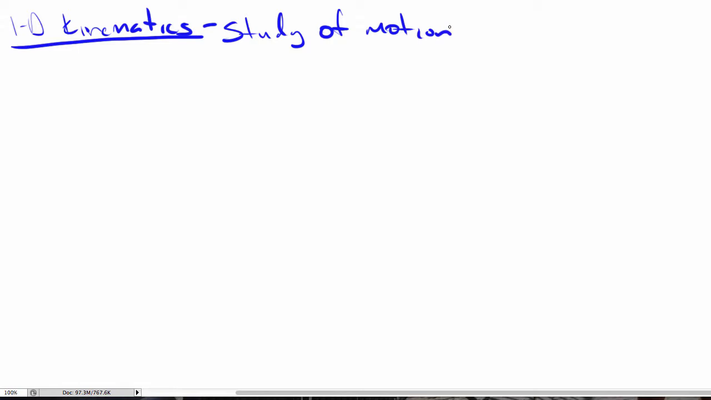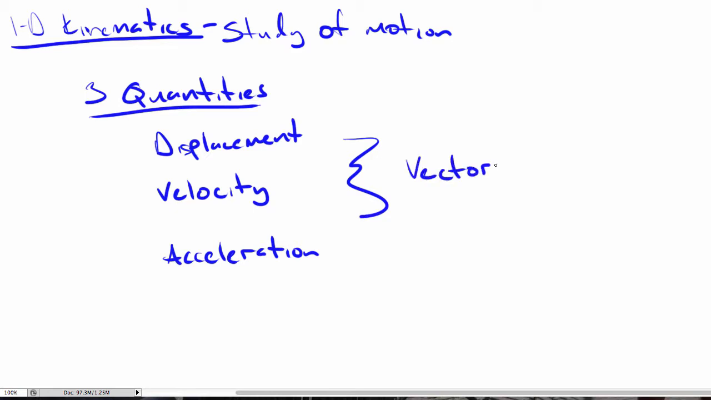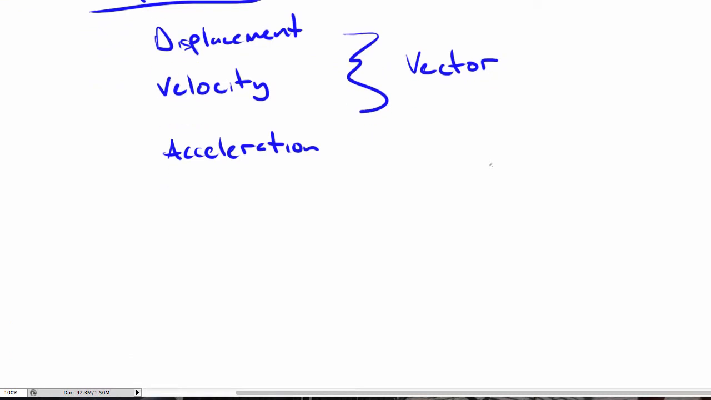So before we can start to get into analyzing motion, we need to introduce ourselves to a few different physical quantities. These quantities include displacement, velocity, and acceleration. And the thing to note about all three of these quantities is that each of them is a vector. So they have to be treated in such a way. So let's go through these one by one. And today we're going to focus particularly on displacement and velocity.